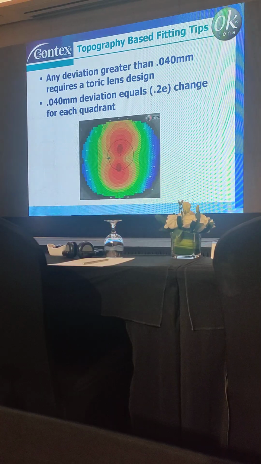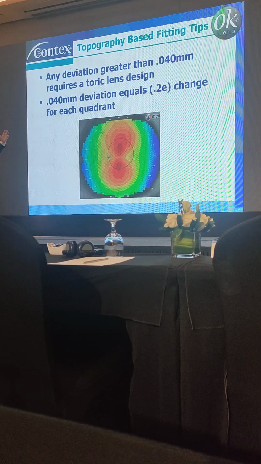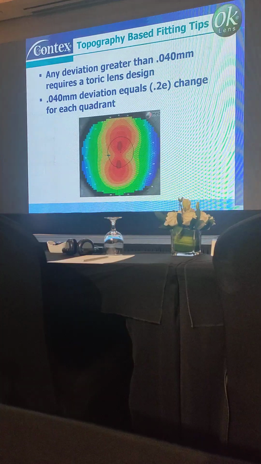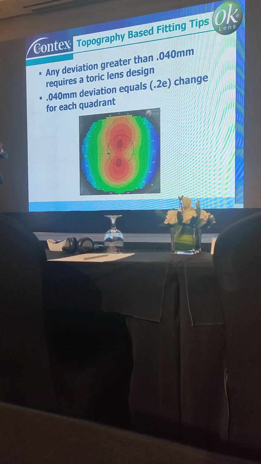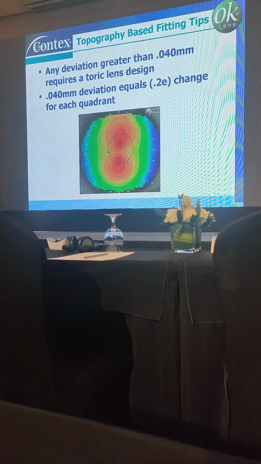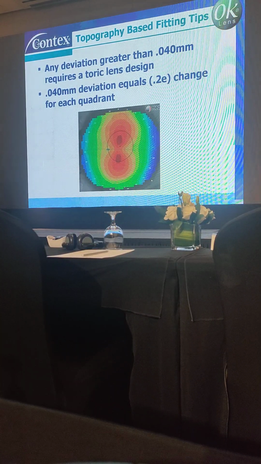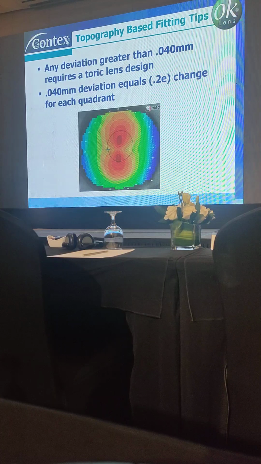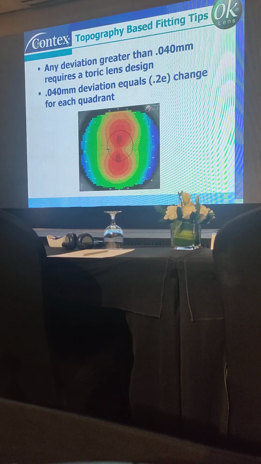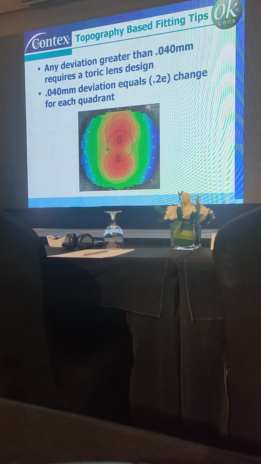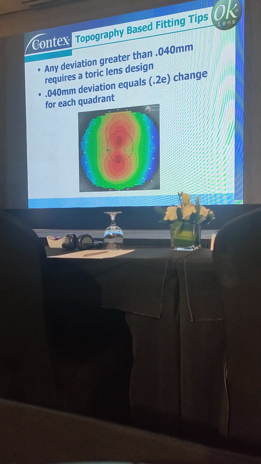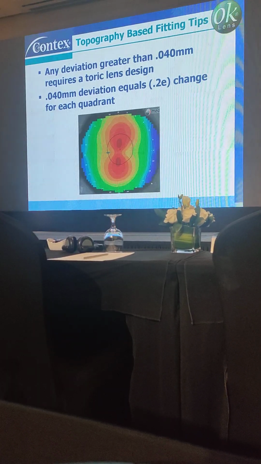So any deviation, I say greater than 40. Some people say 20, 30. It really depends on if you have diagnostic lenses and you put the lens on and you see the lens rocking because of the astigmatism, that tells you you need a toric design. It's just a matter of how much toricity you need.